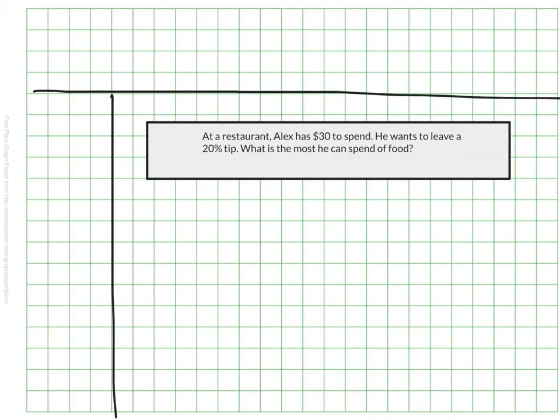And lastly, we can also see this with inequalities. So here we have Alex, and he has a maximum amount that he wants to spend. So we're trying to figure out the most that he can spend on food. And we'll go ahead and use maybe F to be food, right? We'll use our variable F here. So we know that he has to spend some money on food, and he wants to leave a 20% tip. So on that food, he's going to add an additional 20%. But he wants that to be no more than $30. So he has to spend less than or exactly $30, right?